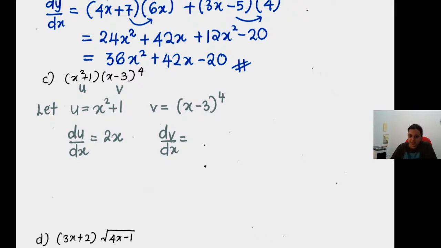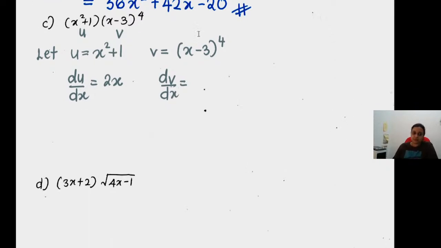So for C, we go to C. Okay, what method should we apply to find the dv dx? Because this one we learned already. X, we've got bracket, then got power, plus, minus. What method should we use to differentiate? Let's see. What method should we use to differentiate dv dx? I want to find dv dx.